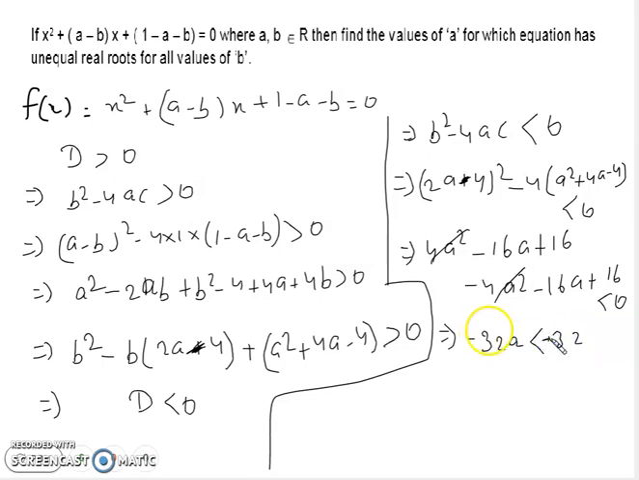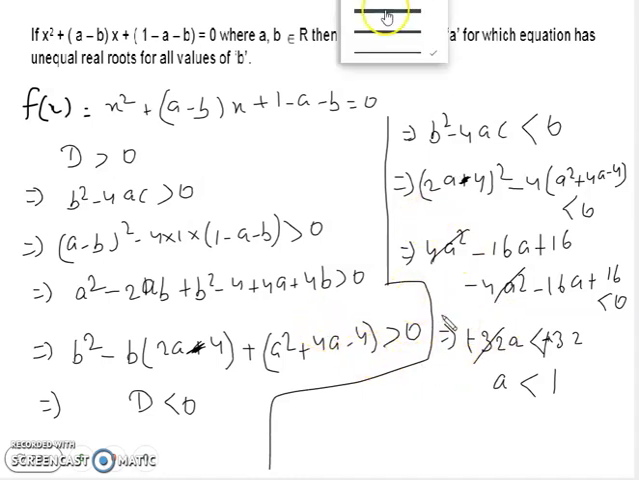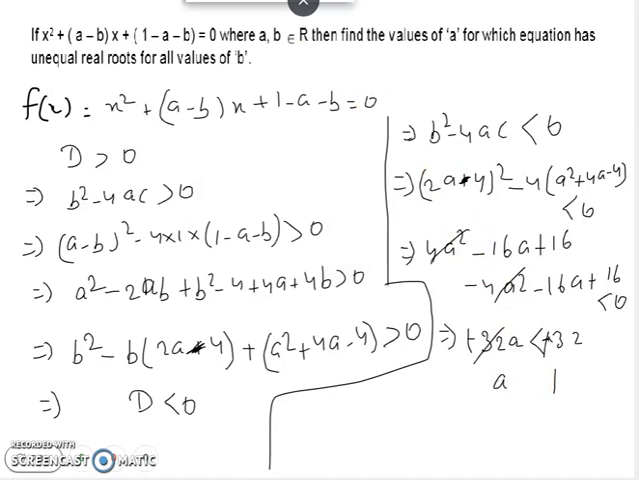After dividing you will get a is less than 1. But since I am dividing by a negative number, its sign changes, so we can write a is greater than 1. So it will be the correct answer, guys.